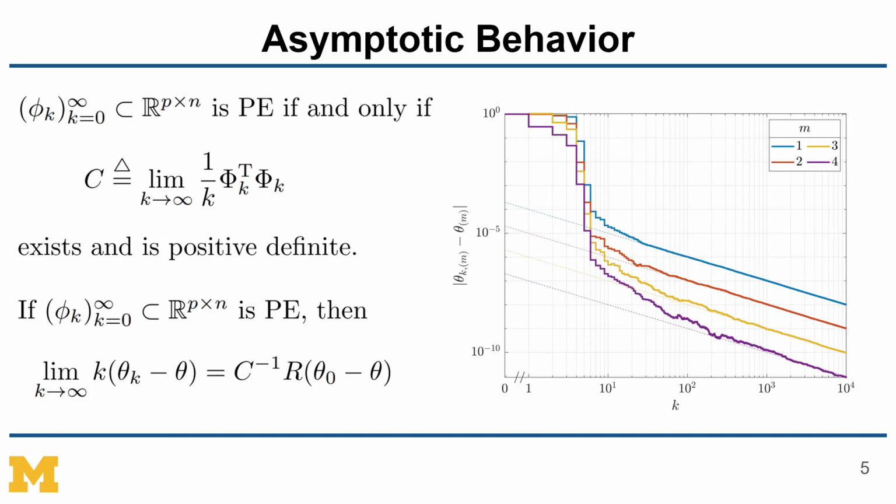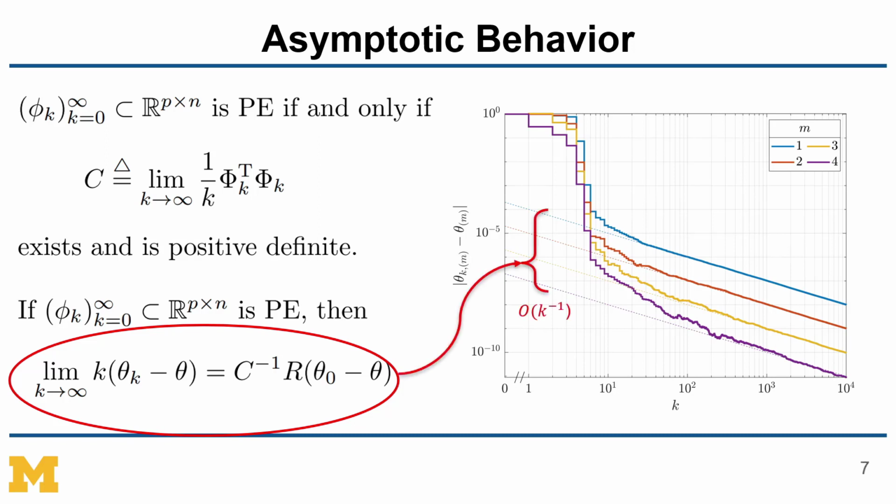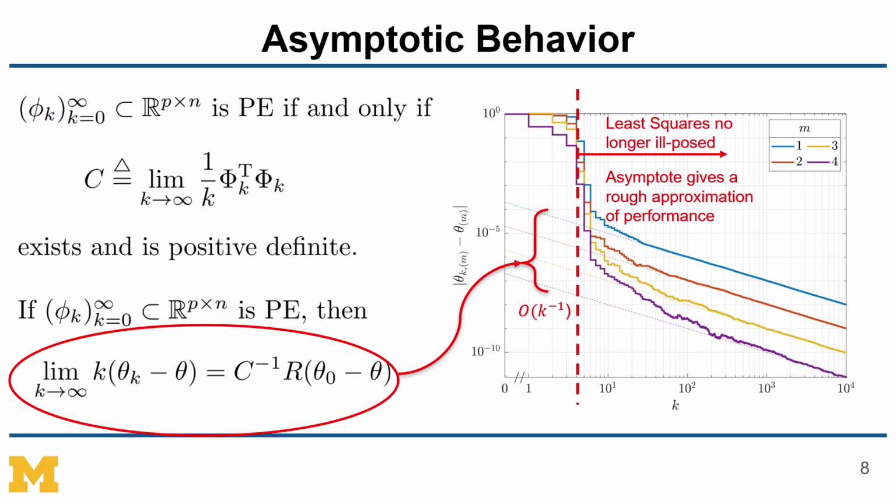The sequence of regressors is persistently exciting if and only if the matrix C, defined by this limit, exists and is positive definite. In this case, this equation gives an explicit form for the asymptotic behavior of the regularized RLS problem. As shown in the asymptotes in the figure, the convergence rate is k inverse. Additionally, it's often of interest to predict the performance of RLS soon after the least squares problem becomes well posed. The asymptotic behavior gives an approximation for this performance.